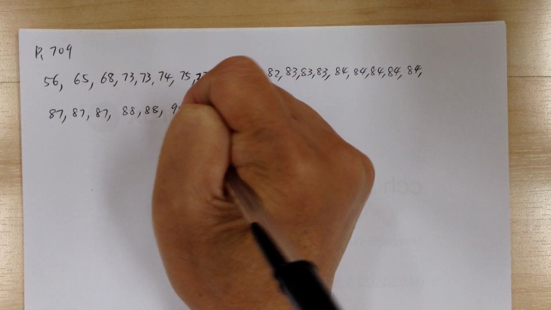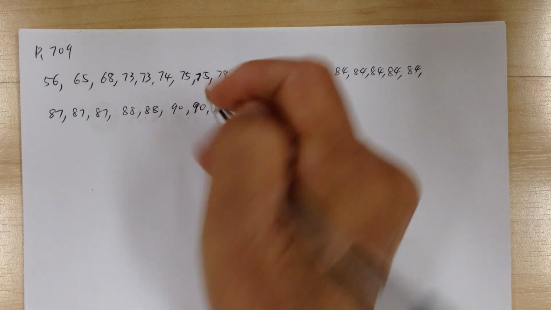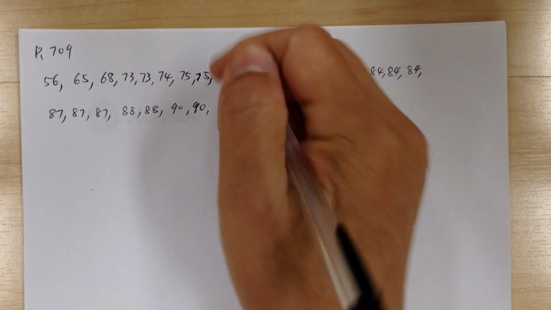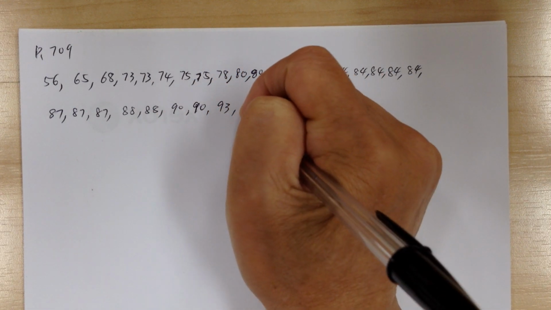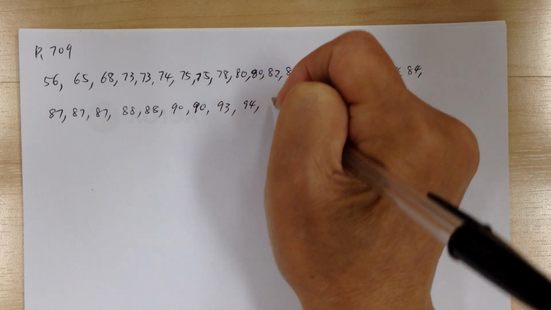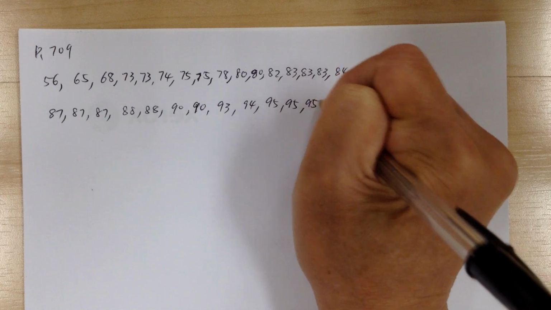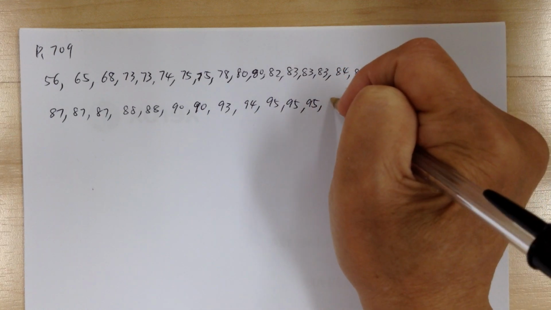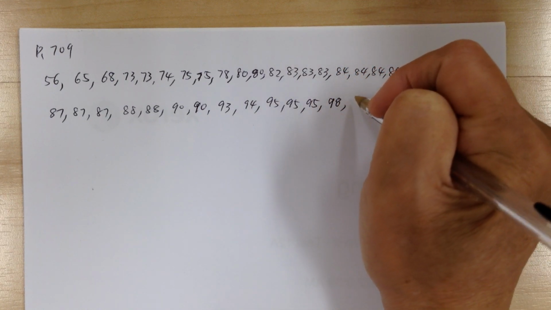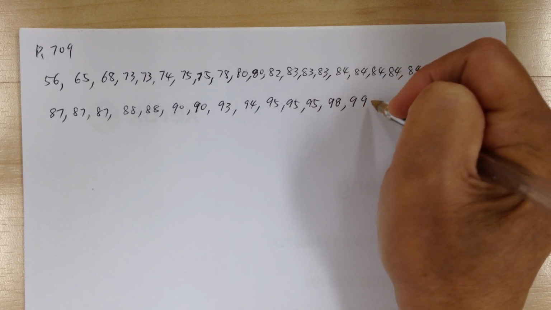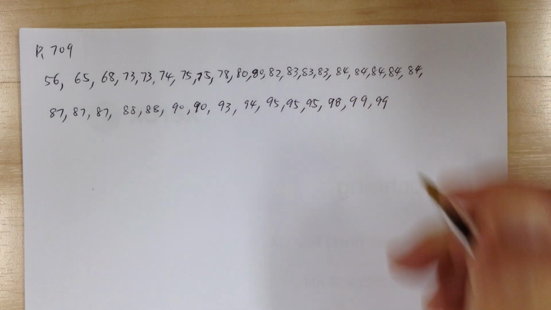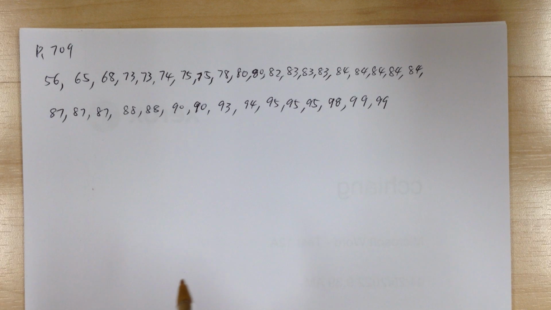90 shows up twice, so when it shows up twice, you have to write it twice. 93 shows up 1 time. 94 shows up 1 time. 95, there are 3 times, so 95, 95, 95. And then 98 is 1 time, and 99 is 2 times. Okay, so this is how you do the stem and leaf plot.